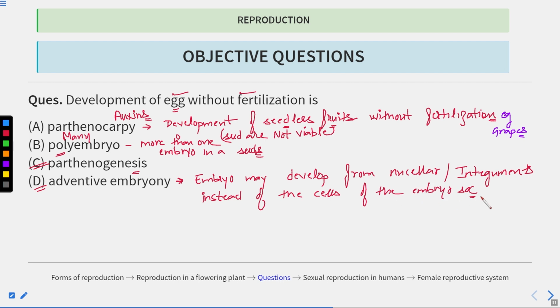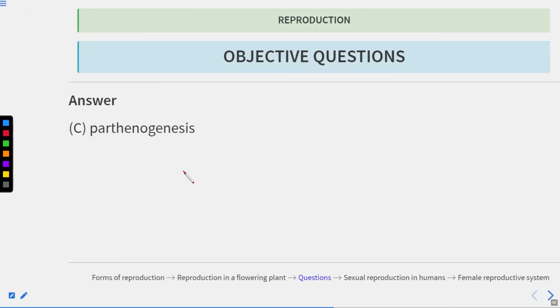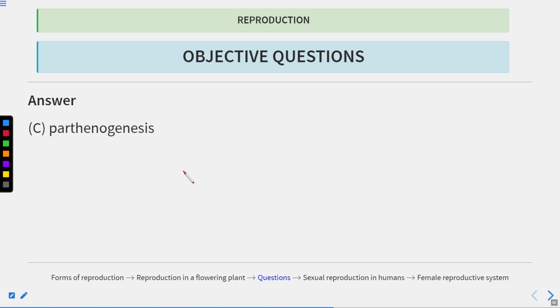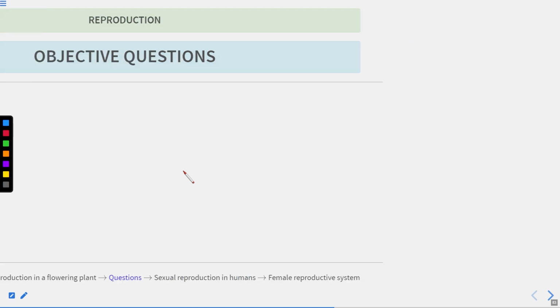Okay, so because of this, integument is part of the ovule, and so is the nucellus. So an embryo can develop from the cells of the nucellus or from the integuments. This is known as adventive embryony. Clear? So what should be the answer? Parthenogenesis should be the right answer here.